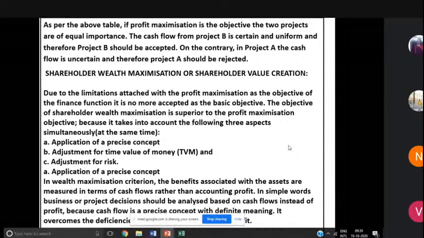Okay, now how it is given. Point number one, application of a precise concept. Why do we say that? In wealth maximization criterion, the benefits associated with the assets are measured in terms of cash flows rather than accounting profit. In simple words, the business or project decisions should be analyzed based on cash flows instead of profit. Because cash flow is a precise concept with a definite meaning, put a full stop, close it there.